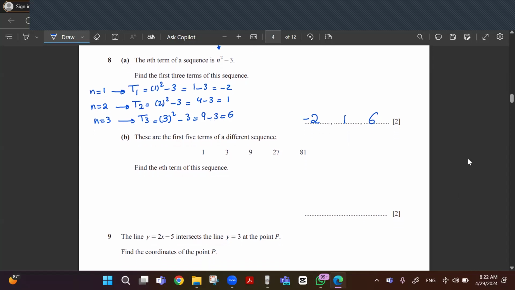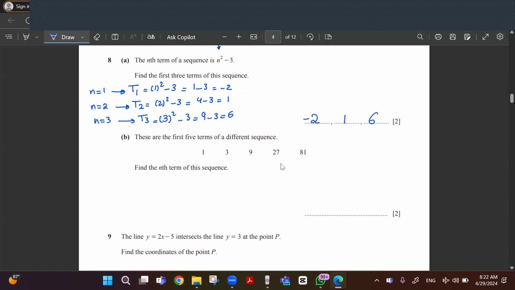Then in another question, he's giving me the first 5 terms of a different sequence: 1, 3, 9, 27, 81. Find the nth term of this sequence. We said before that the first check is whether it is a geometric sequence or not. If not, go through the arithmetic sequence.